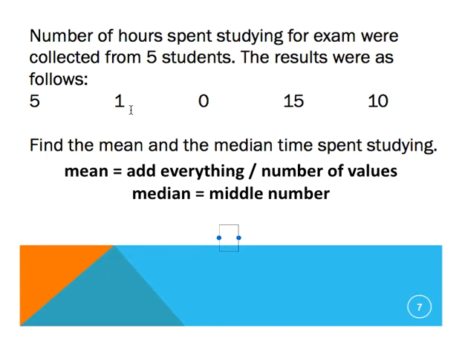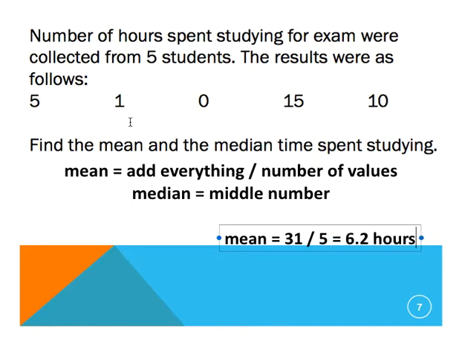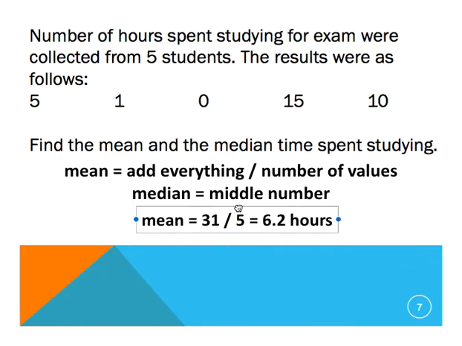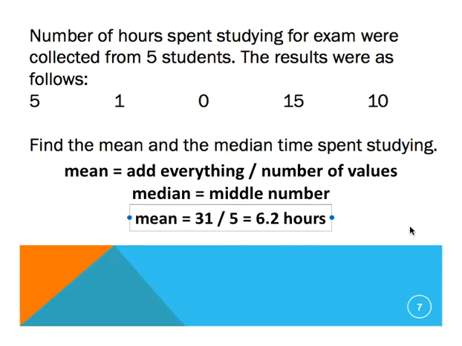So I'm going to take the 5 plus the 1 plus 0 plus 15 plus 10, and I get a value. So for my mean, I'm getting 31, but I need to divide that by the number of numbers, and I have 5 total values that are given. So the mean is 6.2, and this is going to be hours. So that means that the average time spent studying is 6.2 hours.